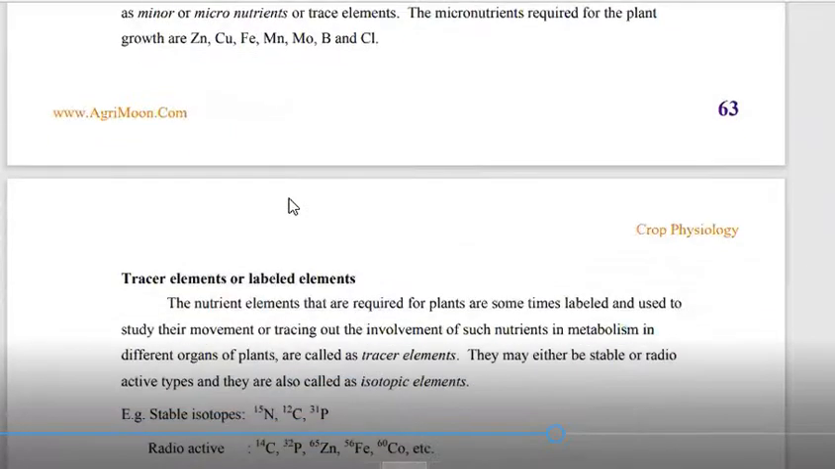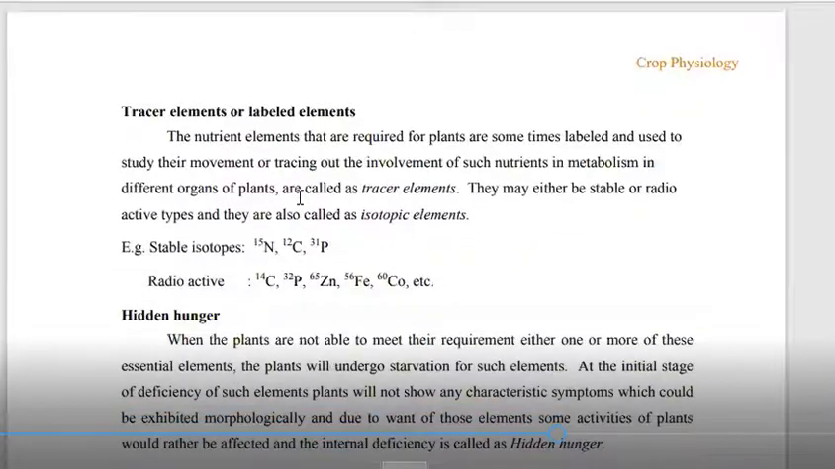Then some of the elements which are required by the plants are called label elements or tracer elements, used to study the movements of these nutrients in the plant. In the absorption of water, we studied that the xylem is a water conducting tissue, and this water is transported from the stem base to the top of the tree through the xylem elements. Likewise, how are these elements transported to different parts of the plant?